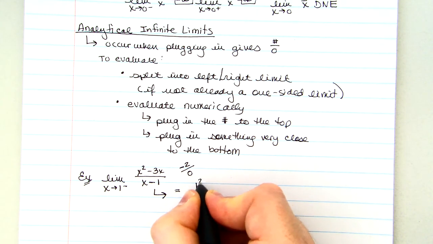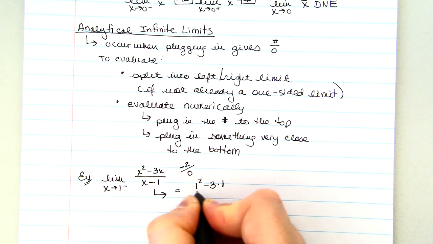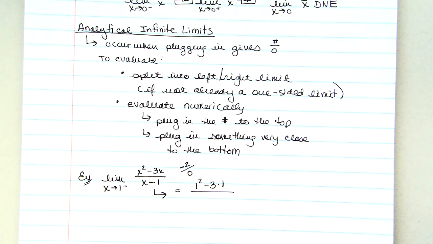So what I'm going to do now is plug in. I'm going to say this equals 1 squared minus 3 times 1 up top. I'm plugging in exactly to the top, and by the way, I'm plugging in, which means I'm no longer writing my limit symbol. I'm not going to plug 1 into the bottom, though, because I know that's going to give me 0. Instead, I'm going to plug in something very, very close to 1, something a little to the left of 1. What's a really close number to 1 that's a little to the left? 0.9. Get closer than 0.9. 0.99.